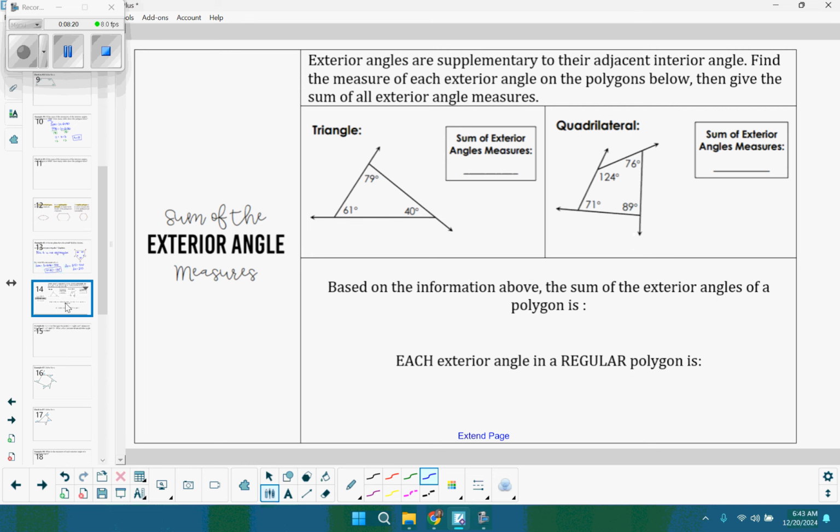If we have interior angles, we also have exterior angles. Each exterior angle is next to an interior angle, forming a linear pair. So next to the 79, if they have to add to 180, this would be 101 degrees. Next to the 40 would be 140. And next to the 61 would be 119. Now the sum of these angles, if I add up 101, 119, and 140, I get 360.